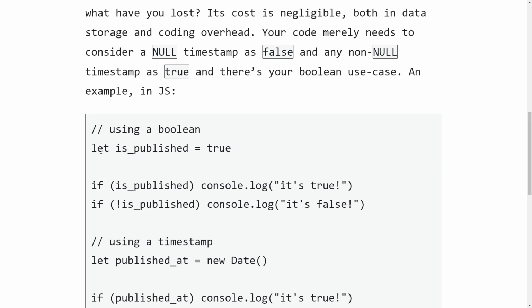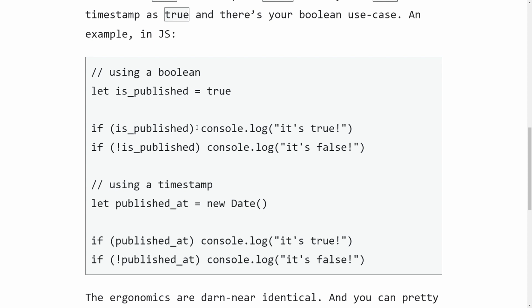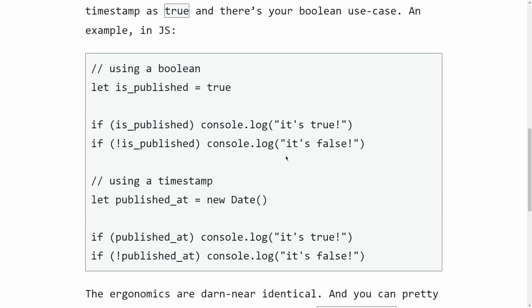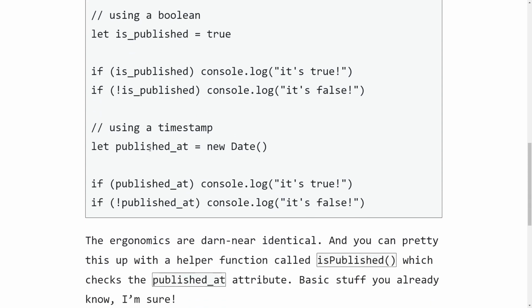Using a boolean is: let isPublished equals true. If isPublished, console log it's true. If not published, console log it's false. Using a timestamp, you will do: let publishedAt equals new Date. If publishedAt, console log it's true. If not publishedAt, console log it's false.